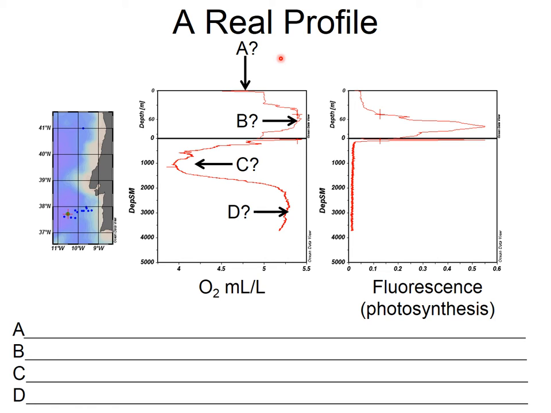And then at B, hopefully you'll have twigged on that, where we have lots of photosynthesis going on, we're producing oxygen in the water. So we're taking oxygen and dissolved carbon dioxide and we're producing organic matter and oxygen. So that's what's happening here.